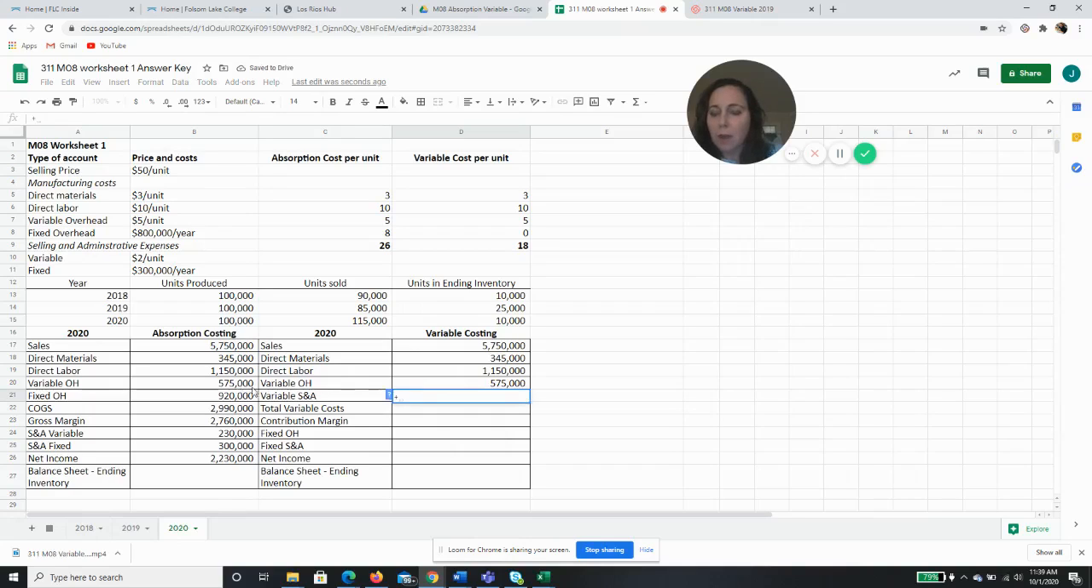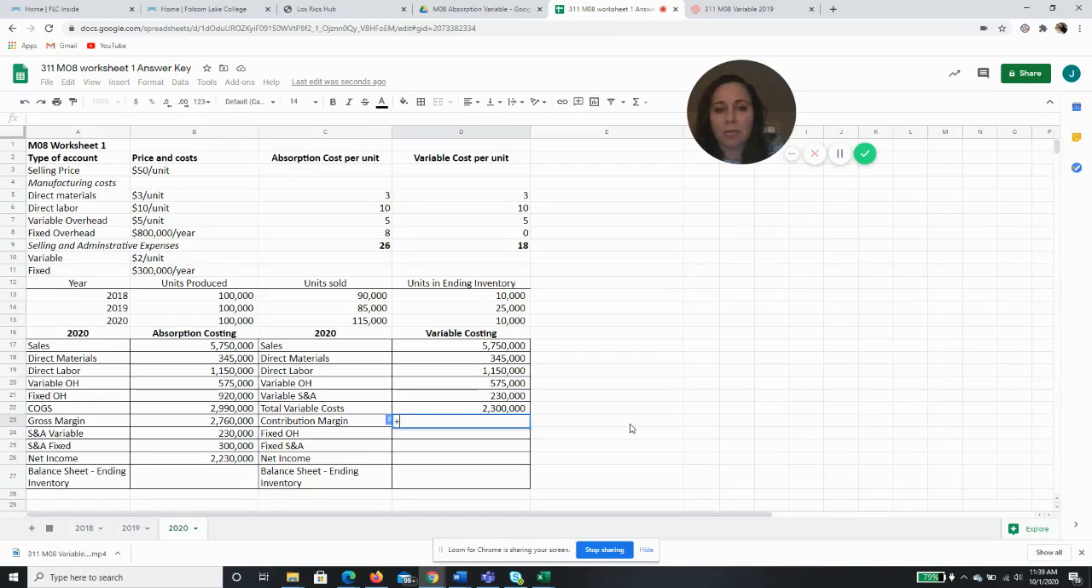And we'll go ahead and grab our variable S&A. Remember, variable S&A is still a period cost, but we included it up with the variable costs on our variable income statement. Okay, so we'll add those up. We get variable costs of 2.3 million.